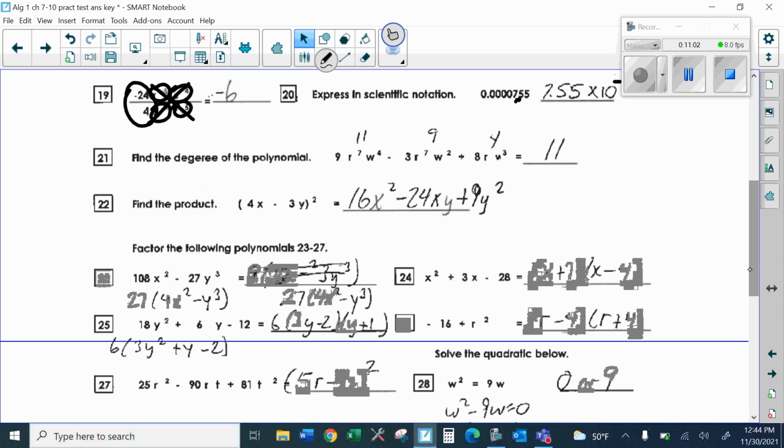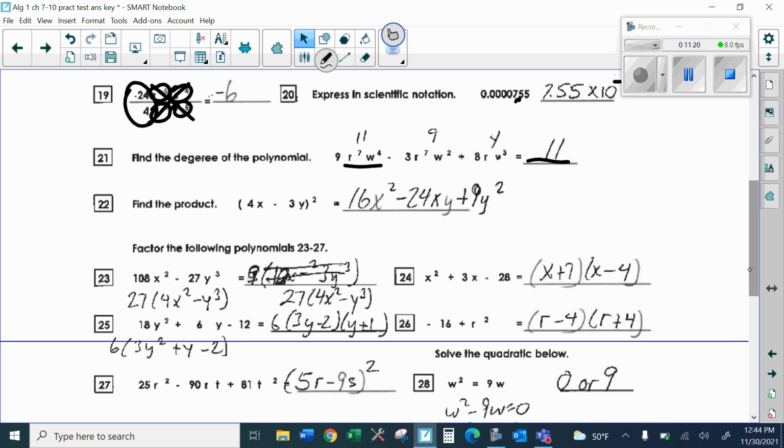The degree of the polynomial, remember that only is on counting up, adding the exponents on variables only. So 7 plus 4 is 11 for that term, 7 plus 2 is 9 for that term, and 1 plus 3 is 4 for that term. So the degree is always the highest one, 11.